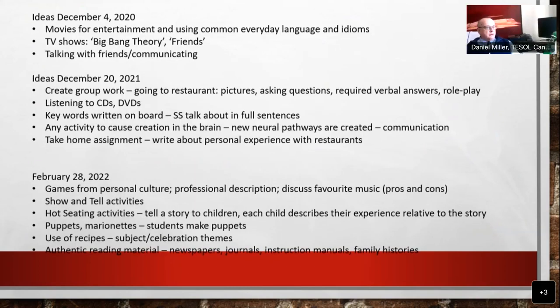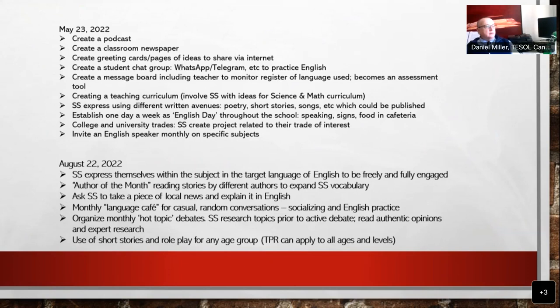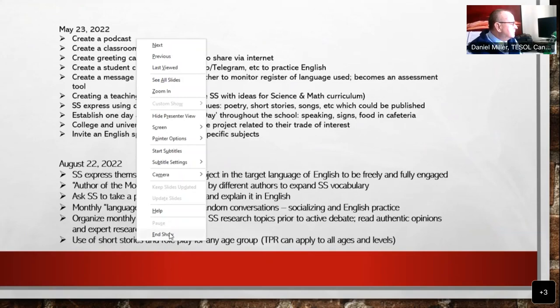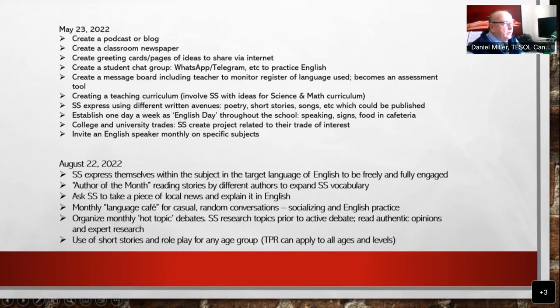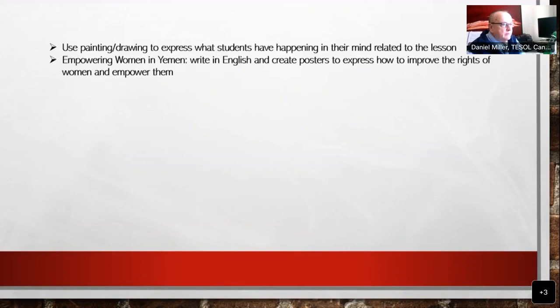I thought creating a blog was in here somewhere. But maybe it's not. I didn't see it. Maybe it's there, but I couldn't see it. No, I don't see it either. So I just added it right here, create a podcast or a blog, because those are kind of connected in their style. So anyway, those are ideas that have come out over these last couple of years.